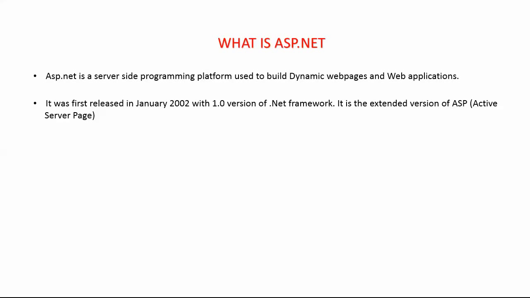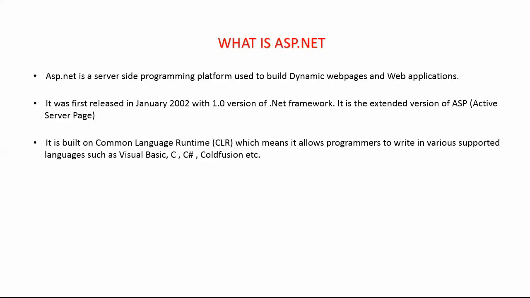This ASP.NET was first released in January 2002 with 1.0 version of .NET framework. It is the extended version of ASP, that is Active Server Page. It is built on common language runtime, which means it allows programmers to write in various supported languages such as Visual Basic, C#, ColdFusion, etc.